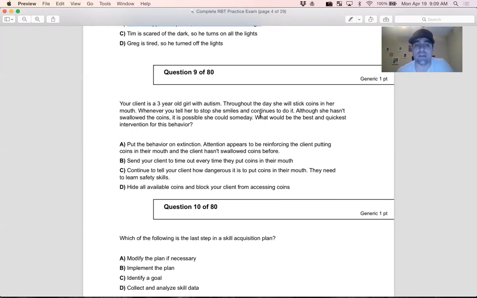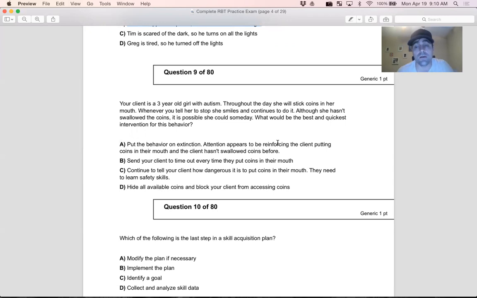And then you have this extra piece. Whenever you tell her to stop, she smiles and continues to do it. So there's possible attention seeking behavior going on. A lot to take in here, a lot to digest. What's the best intervention for the coin in the mouth behavior? A lot going on. Let's see. A, put the behavior on extinction. Attention appears to be reinforcing the client putting coins in the mouth, and the client hasn't swallowed coins before.